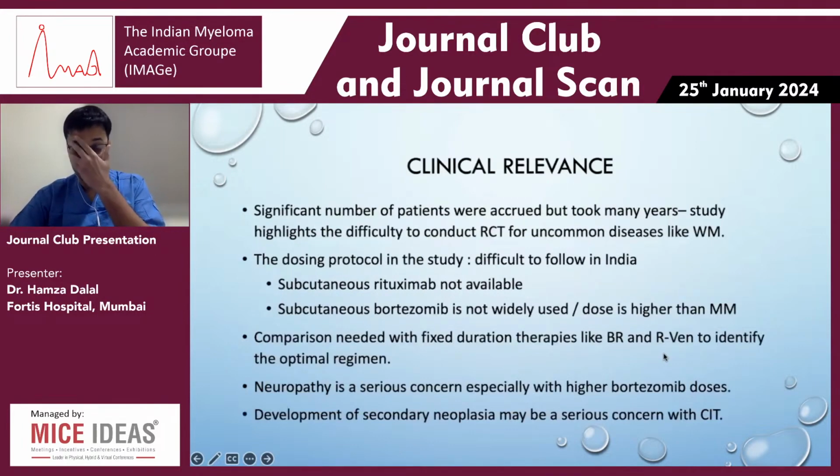What is the clinical relevance of this study? Basically, a significant number of patients were accrued. For a disease like Waldenstrom, 204 patients were accrued in the multi-center trial, but this took too many years. It was at least 5 years when these patients were accrued. And by the time, considering how hematology is progressing, there were more oral therapies available, and many of the later patients refused to be a part of this study, and this therefore became a part of the BTK inhibitor studies. So it highlights the difficulty to conduct randomized clinical trials for diseases like Waldenstrom.